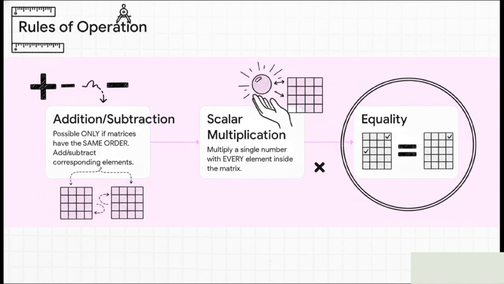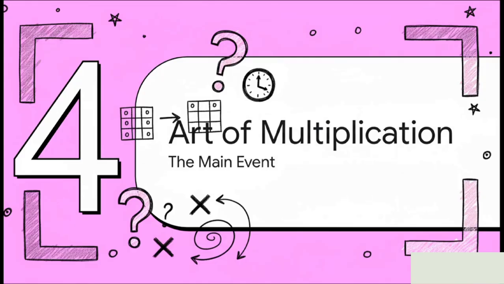Second, scalar multiplication is just multiplying the whole matrix by one number on the outside. That number just gets multiplied with every single element inside. And finally, for 2 matrices to be equal, they need the same order, and all their corresponding elements must be identical. That's it.